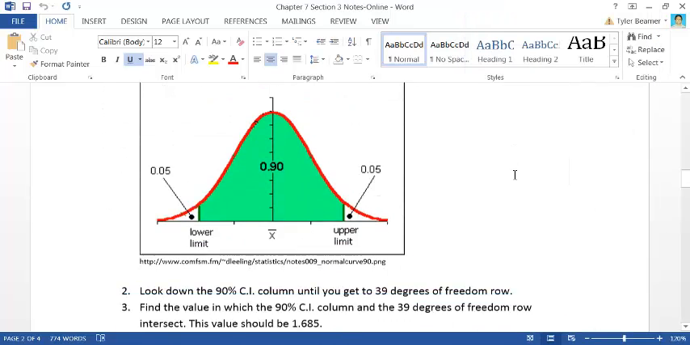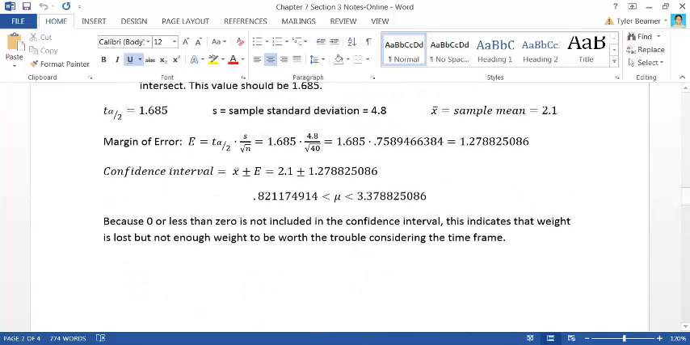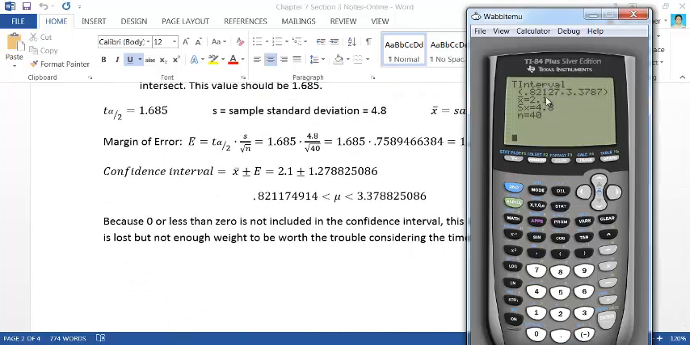So let me go down here. If we match up what we got by hand using the t-statistic and the charts and tables, it matches. So here's our lower bound, 0.82127. Here's our upper bound, 3.3787. So that's very helpful. Okay, I would still recommend knowing how to do this by hand.